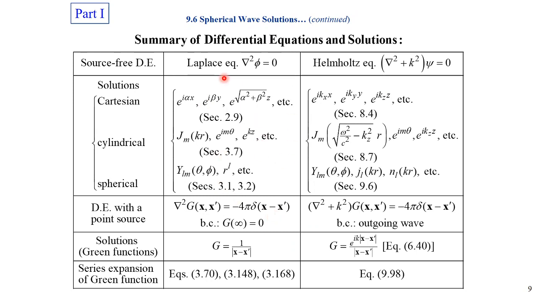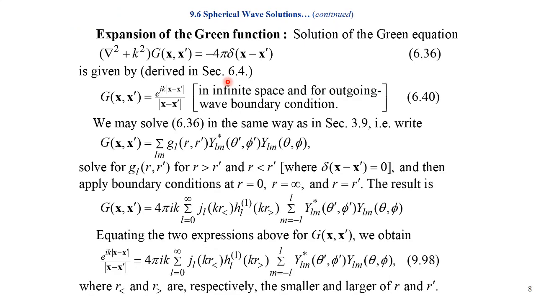Go back to this one. We are equating the two expressions above for Green functions, and eventually we obtain this one. Okay. With this one, we can calculate many things: electric dipole, magnetic dipole, electric quadrupole, and so on.